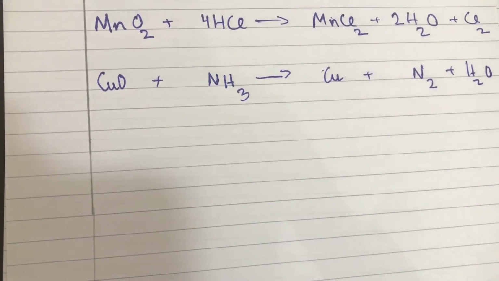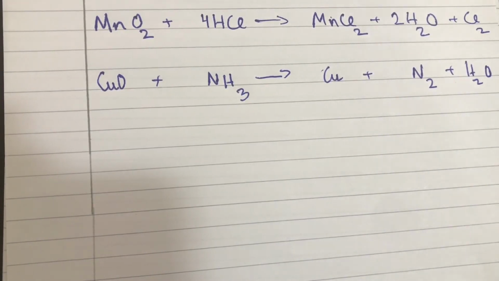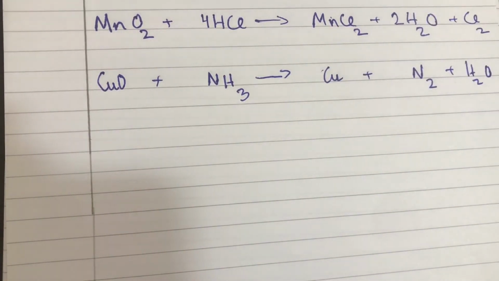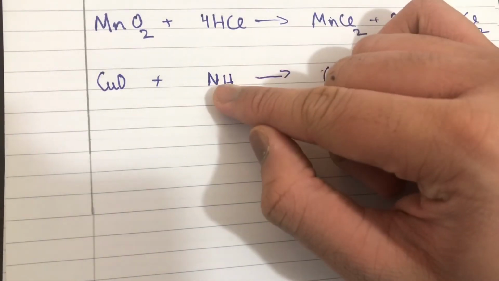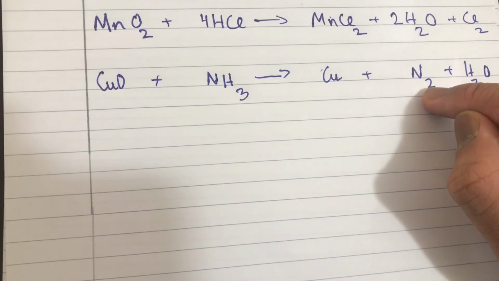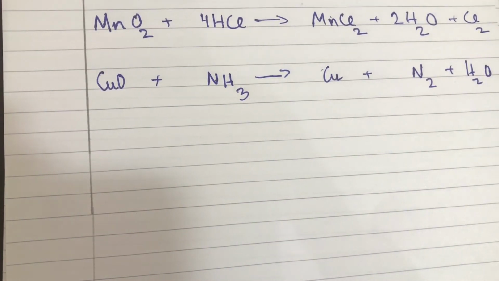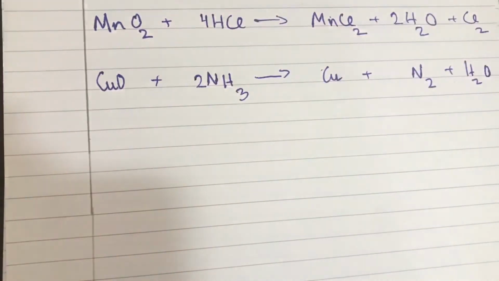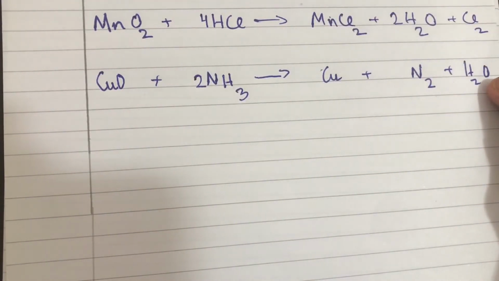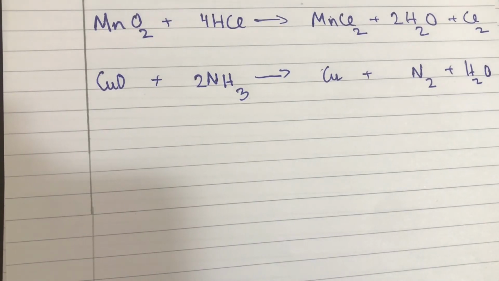Similarly, let's do one more example. Here there's 1 copper on the left hand side and 1 copper on the right hand side. So metals are balanced. Next, let's do the non-metals. So here the non-metal is nitrogen. There's 1 atom of nitrogen on the left hand side and 2 atoms of nitrogen on the right hand side. So to balance it, we put a 2 next to NH3. Now we can do oxygen. Here there's 1 oxygen on the left hand side and 1 oxygen on the right hand side. So it's balanced.